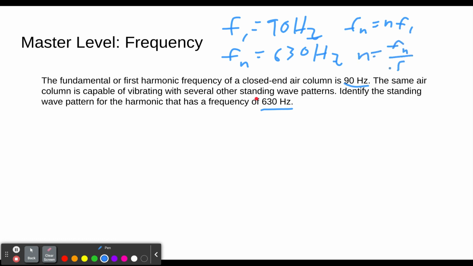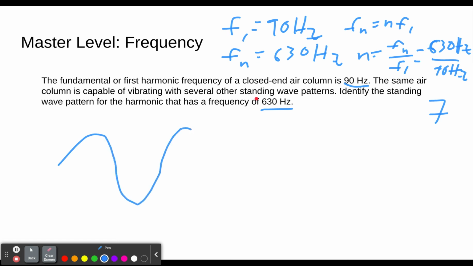We get Fn over F1. We plug in our numbers, 630 hertz divided by 90 hertz. And 630 divided by 90 is 7. So this is going to be the seventh harmonic. Seventh harmonic. We've got 1, 2, 3, 4, 5, 6, 7.